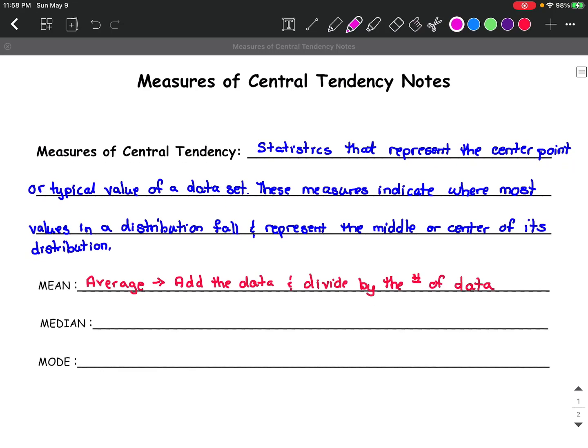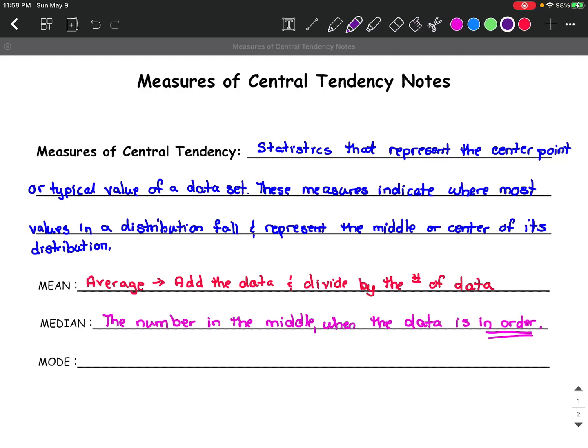Now the next measure of central tendency is the median. And the median is the number in the middle. But be careful. It's only the number in the middle when the data is put in order first. So you have to have the data in order, either from smallest to largest or largest to smallest. Then the piece that's in the middle is what we call the median.